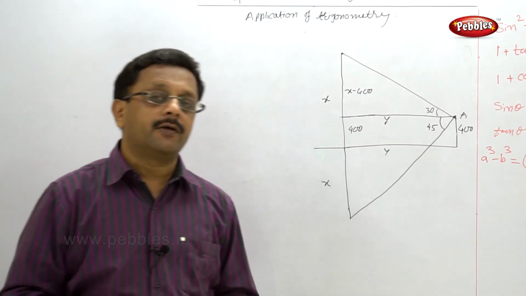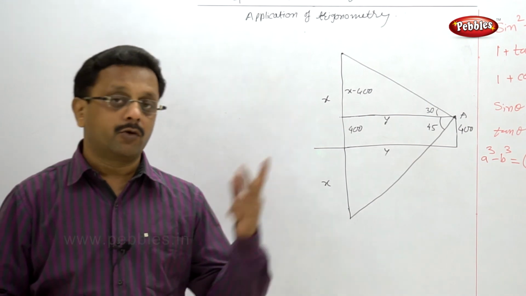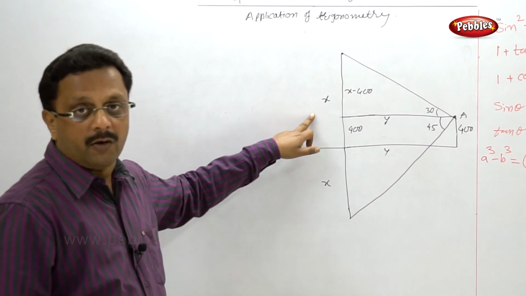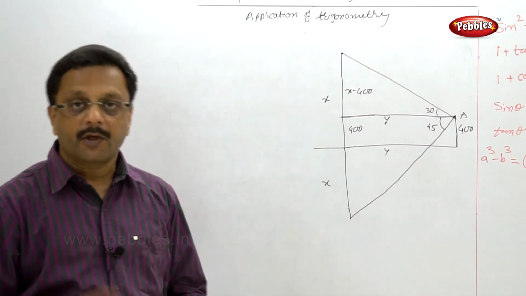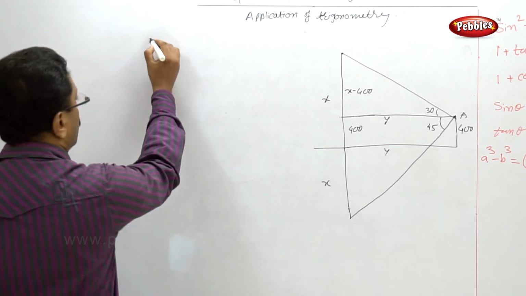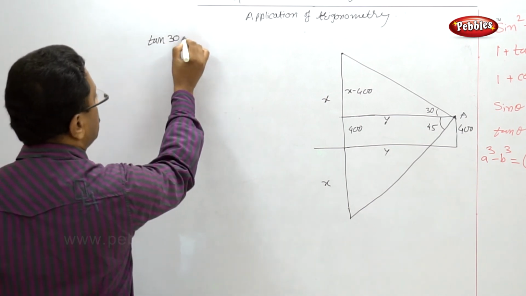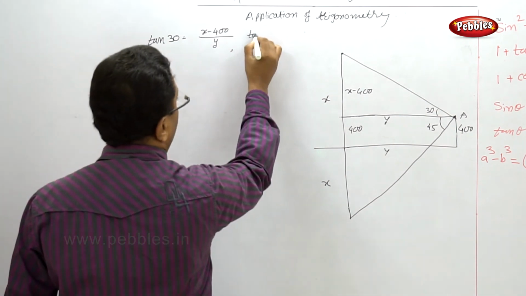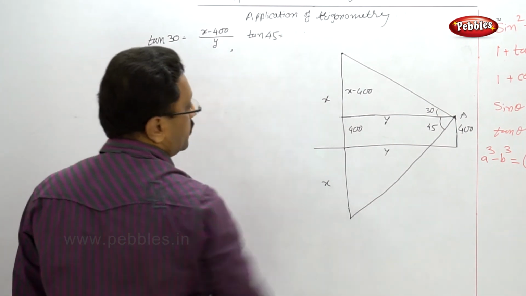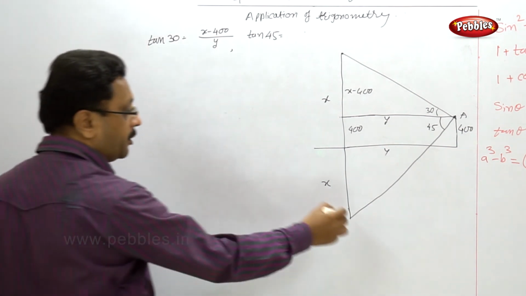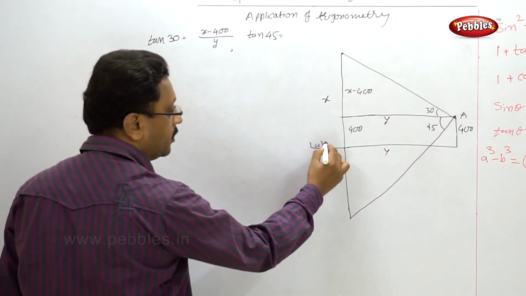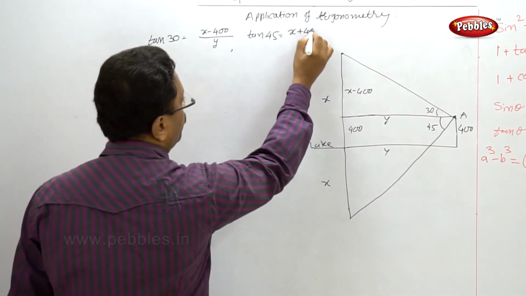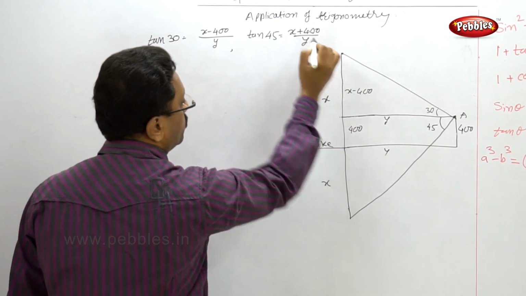Please pause your video here and try to solve it by yourself. We have got two equations and two variables. Find out the height of the cloud, that is x. Do it now please. So we have tan 30 is equal to x minus 400 upon y, and we have tan 45 is equal to x plus 400 upon y, because this is x, this is the lake, and this height is 400.